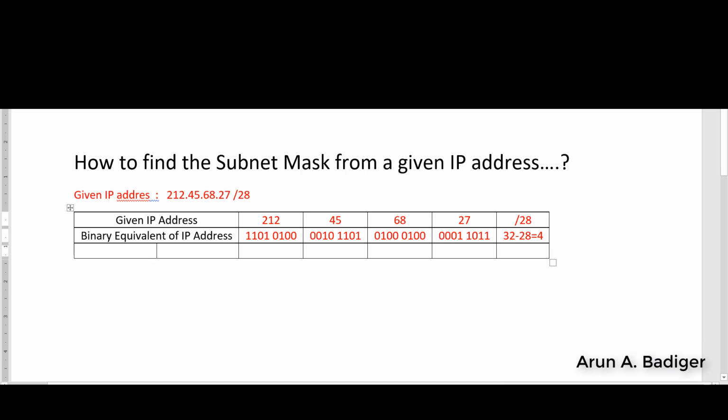Here I have tried to make it still more clear. In the first row we have the given IP address, which is 212.45.68.27/28. Here 28 indicates that there are 28 bits which should be used for the network address, whereas only 4 bits should be used for the host address. Therefore now let me come here and find out the subnet mask for it. I write here: subnet mask.